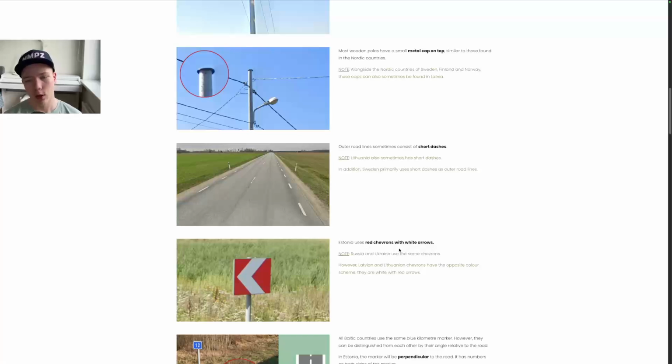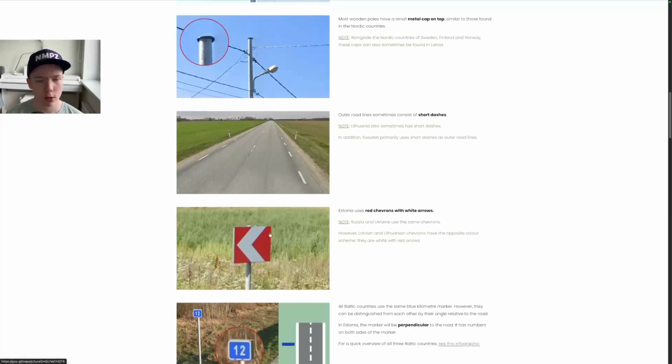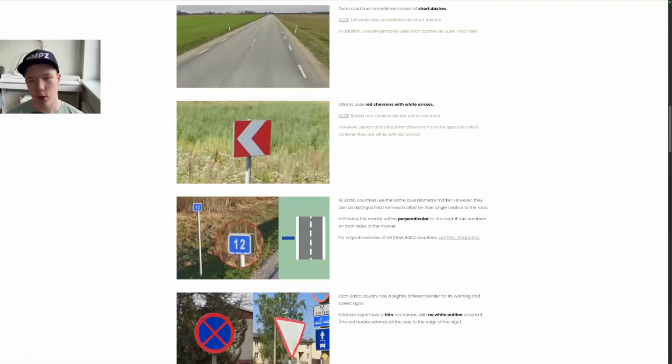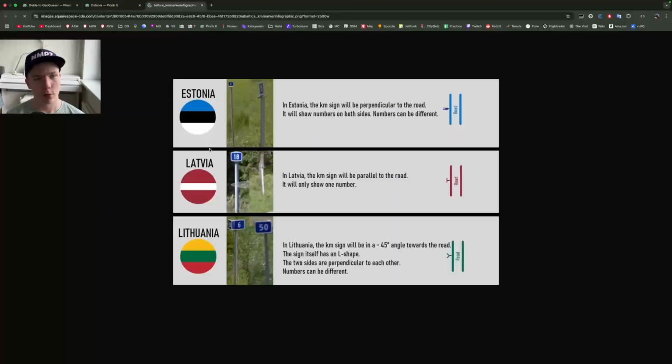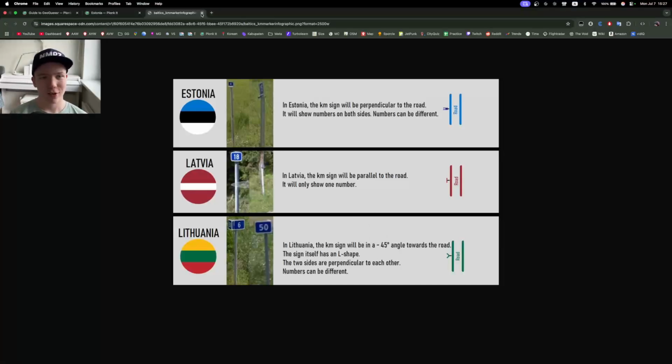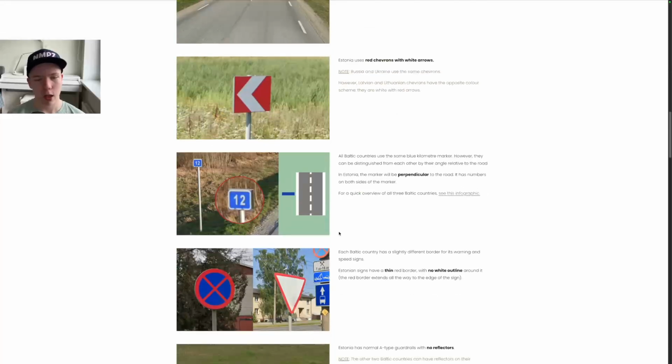Red chevrons with white arrows, Russia, Ukraine, and Latvia and Lithuania are the other way around. White with red arrows, as we will be seeing quite soon. All Baltic countries, they pretty much use the same corner marker, but you can just read this yourself if you like. But it can maybe be quite hard to memorize these ones because they're pretty much the same things, just arranged a little bit differently.